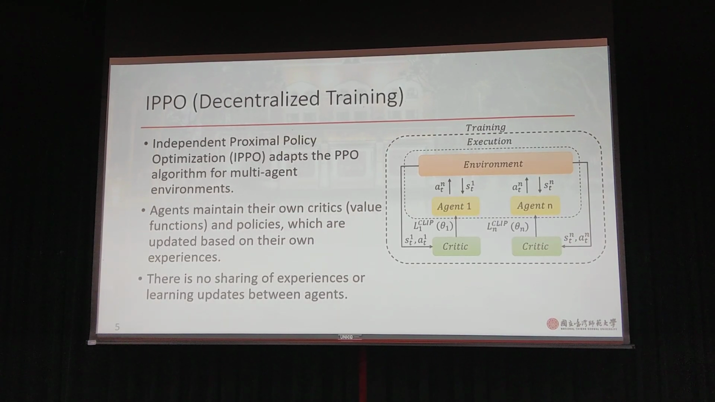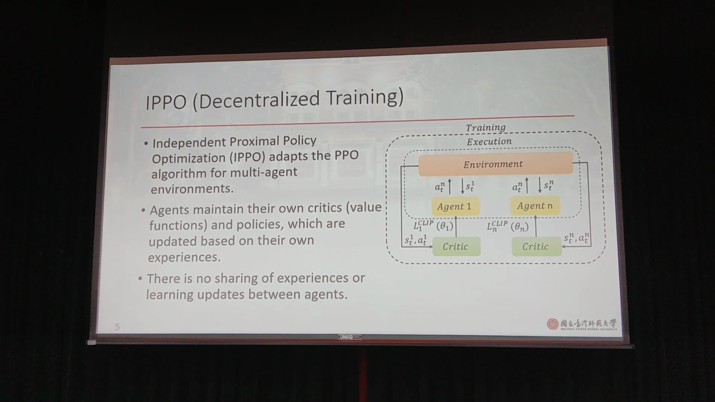IPPO adapts proximal policy optimization for multi-agent settings by allowing each agent to learn independently. This method simplifies scaling in complex environments, as each agent optimizes its own policy, viewing other agents as part of the environment. However, this independence can lead to suboptimal strategies for tasks that require coordinated efforts, as agents do not directly communicate or develop joint strategies.